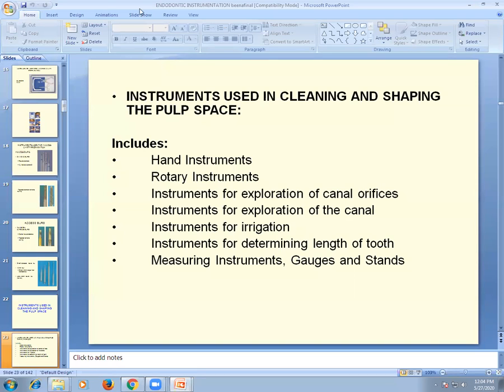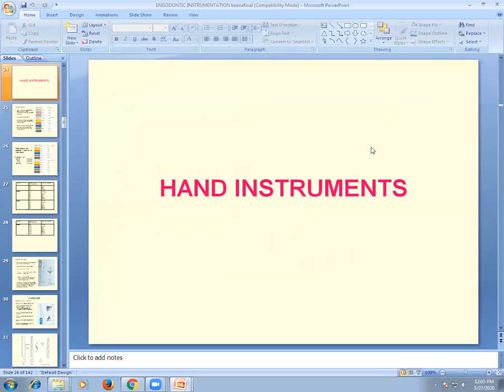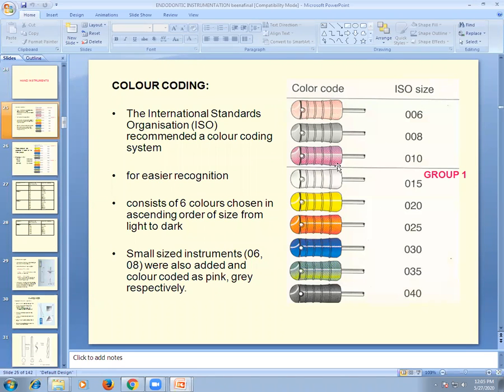Then the instruments used for exploration of the canal orifices, instrument for exploration of the canal, instrument for irrigation, and then determining the length of the root of the tooth, and then the measuring instruments, the gauges, and the stands. Okay. Now coming to the hand instruments, these are the files. The K files have been covered in the last lecture. We are just brushing up through this.